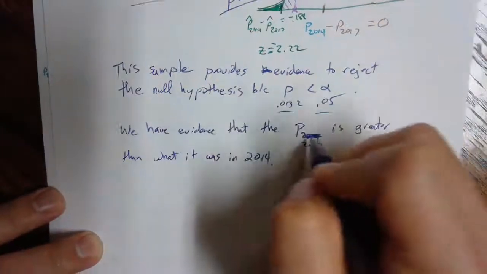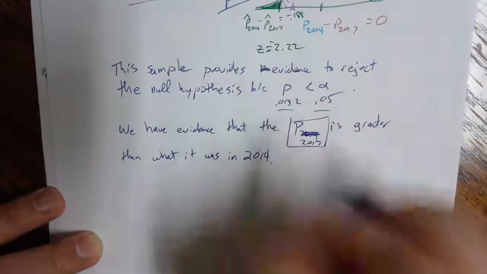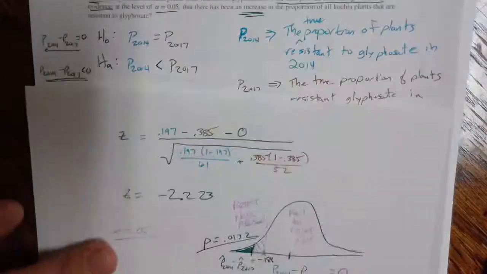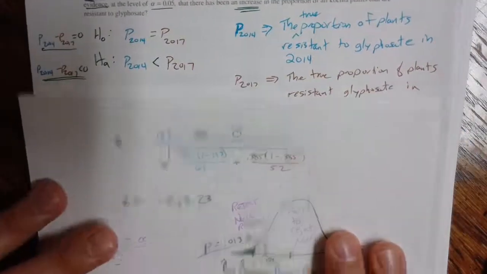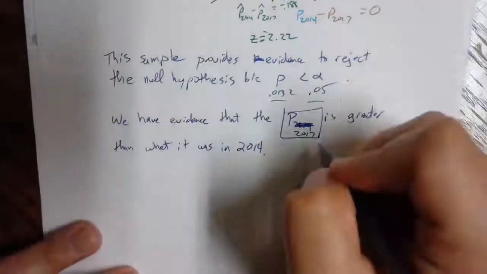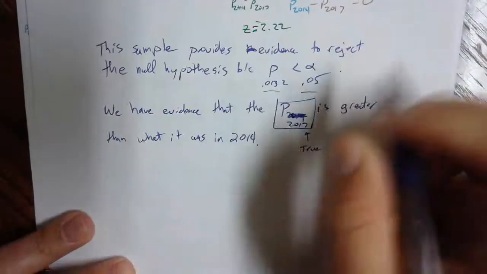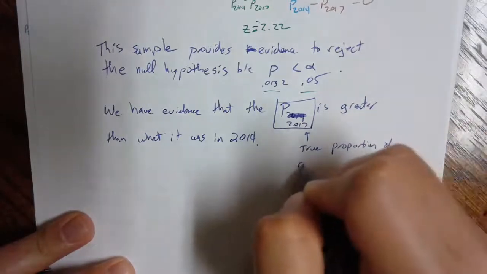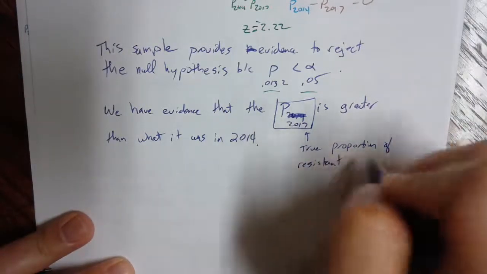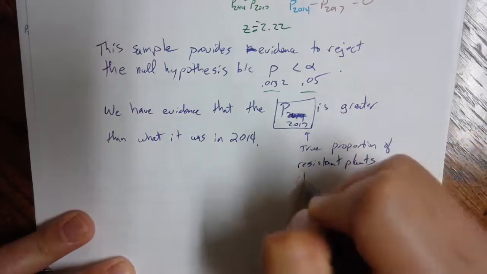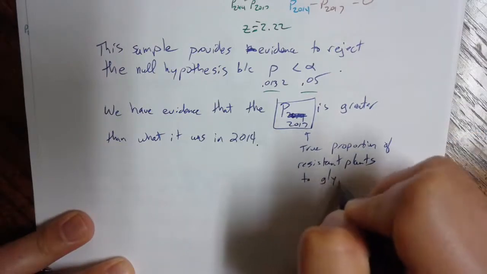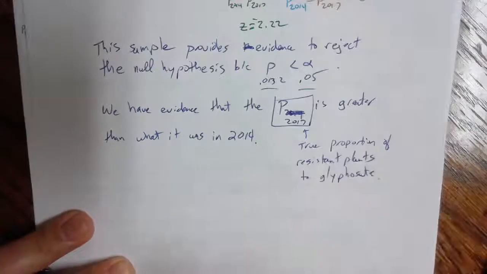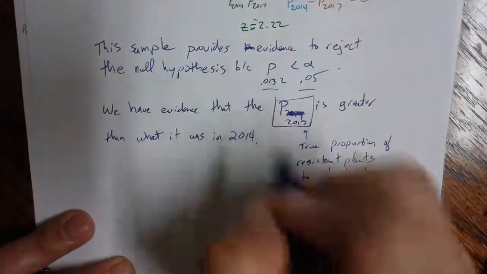Now, the p of 2017, that is defined already. That's the true proportion of plants resistant. So we have evidence, remember this is the true proportion of resistant plants to glyphosate. So that has now gone up. And that's what we wanted to make sure that we could show.